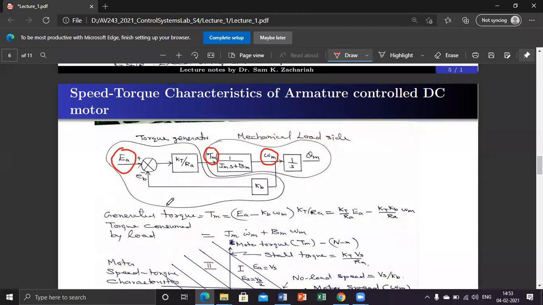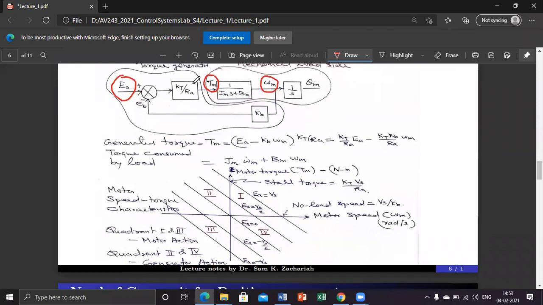So if you would like to characterize the motor, you can draw this particular equation. That is Tm is equal to (Ea minus Kb omega m) into Kt by Ra, which can be split as Kt by Ra into Ea minus Kt Kb by Ra omega m. So the external input here is Ea, omega m is the internal input, and the output is Tm.